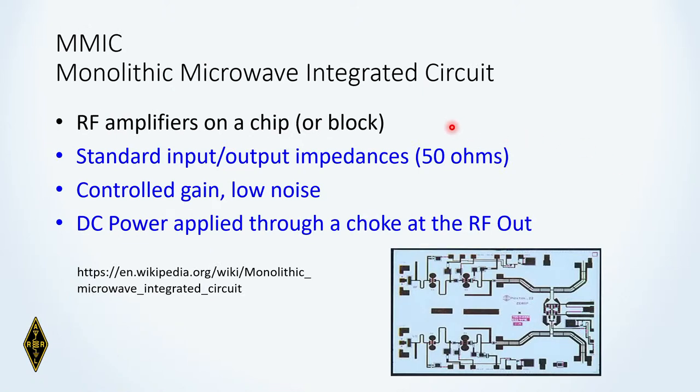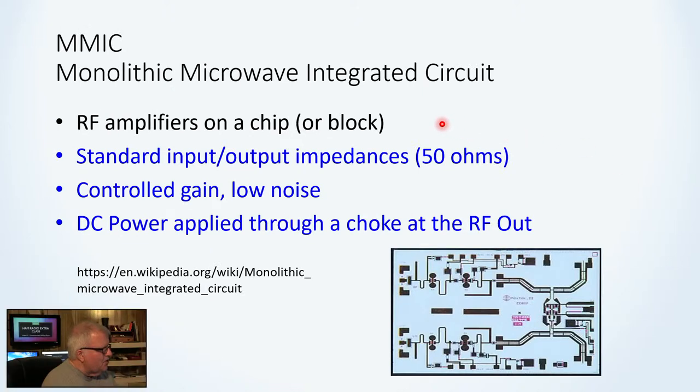They're used for RF amplifiers on a chip or a block. They have standard gain, which you can adjust by adding attenuators to the input. They have standard input and output impedances. They have controlled gain and very low noise.